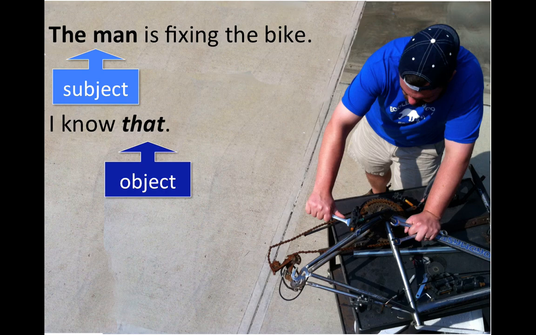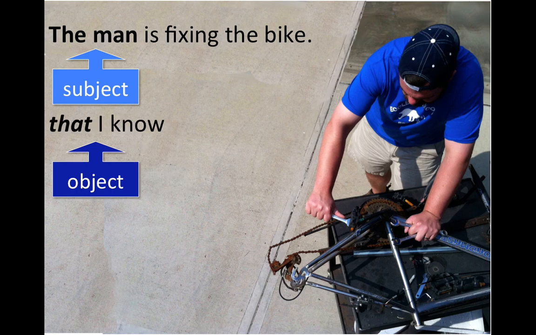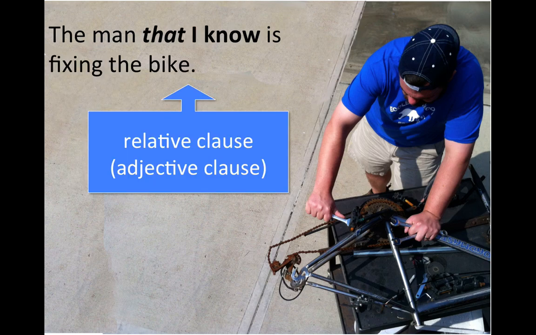How do we make this a relative clause? Well, now that we have a relative pronoun, we move it to the front of the clause. So that I know is our relative clause, and we put it right after the noun we're going to modify, in this case the man. So we have the man that I know is fixing the bike. This is our relative clause.